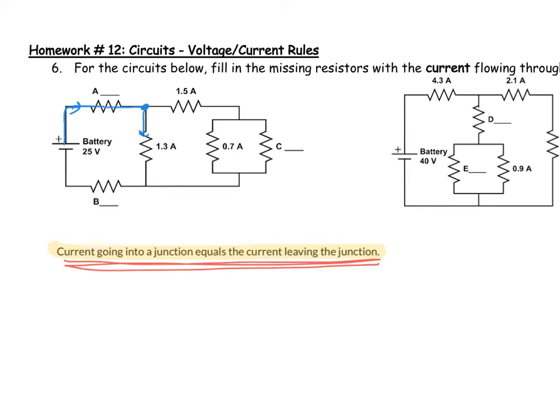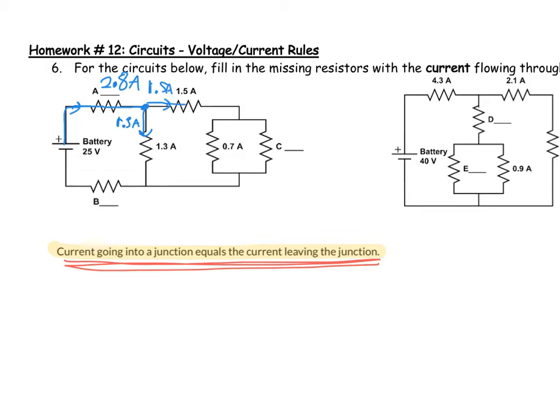And we know that some current goes this way, some current goes that way. The amount of current that goes down at that junction is 1.3 amps. Right? And we know that because that's how much current flows through this resistor. The amount of current that goes straight is going to be 1.5 amps, because we know that's how much current goes through this resistor. So that means that A, which went into that junction, must be equal to 1.3 plus 1.5. Current going in must equal current going out, so that means that A has 2.8 amps of current.